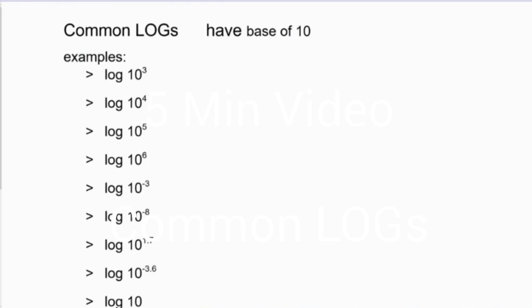So let's look at common logarithms. And if you haven't reviewed or if you're not confident with your exponent rules, you might want to take a look at those first. So today we're looking at common logarithms. Common logarithms have a base of 10. And when we have a base of 10, it's nice and easy. Unless we're told otherwise, we're going to assume that it's base 10.